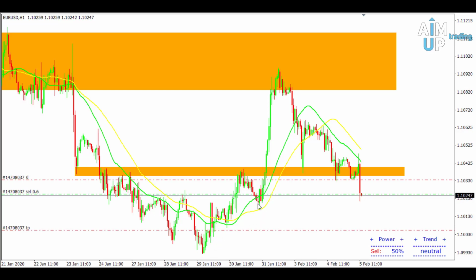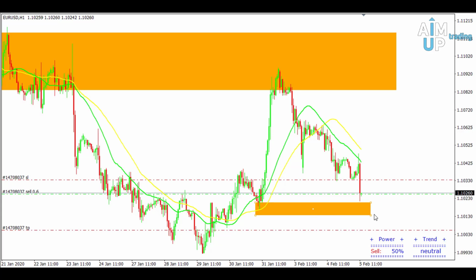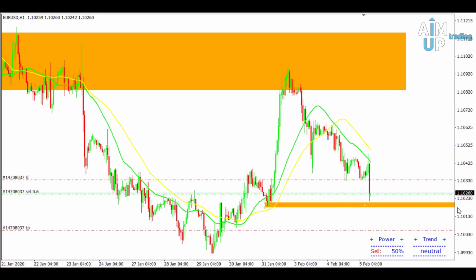Some traders like to use other indicators to draw their zones, but like you can see here, this is the bottom. Those are the two bottoms. So we usually like to take 80% of the bottoms or the highs.